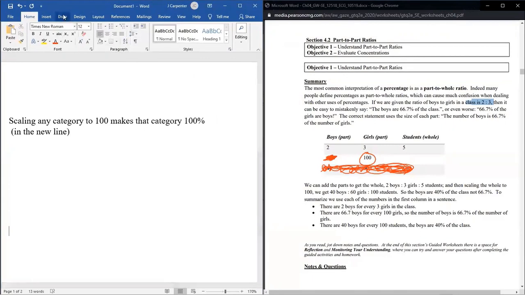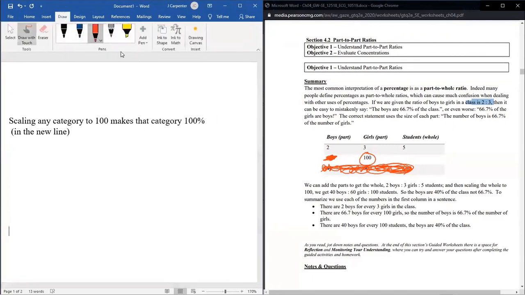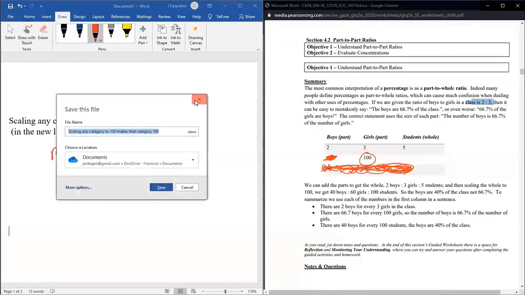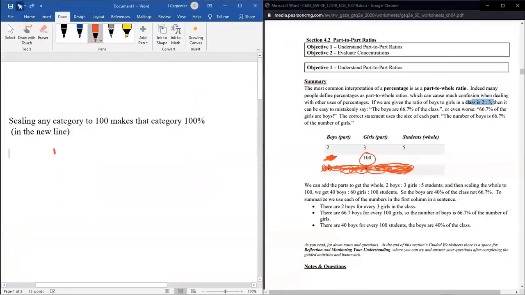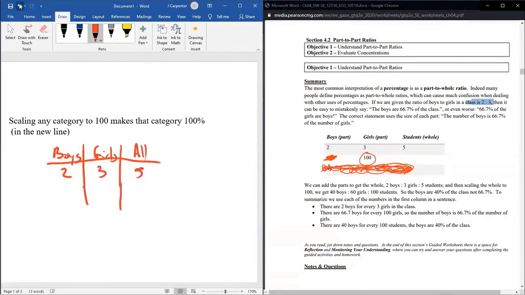So what they decided to do is they said, well, let's scale the girls to 100. They said, let's have our boys. That was weird. Silly me. We have our boys, we have our girls, and then we have all, or just students, whatever you like. And we said we originally have 2 to 3 relationship, which means 5 in total. For every 2 boys, there's 5 total. For every 3 girls, there's 5 total.